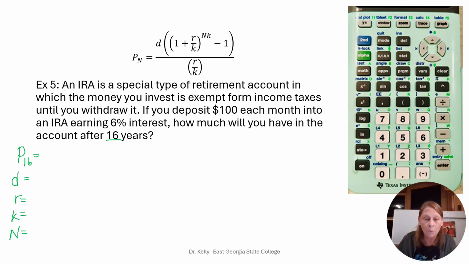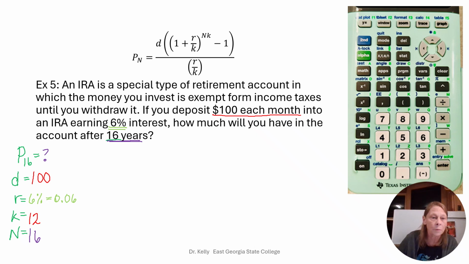Now let's pick up all of our information here. It says, how much will you have in the account after 16 years? That's P sub 16, and we've got 16 years, so N is 16. If you deposit $100 each month, so D is $100 and K is 12. And finally, our interest is 6%, so R is equal to 0.06. We're just going to plug and chug it like we've been doing.